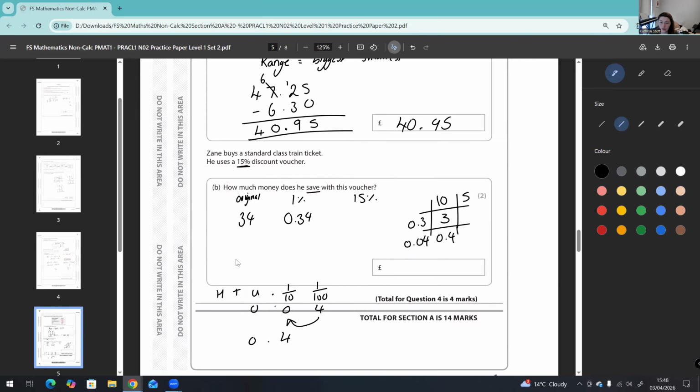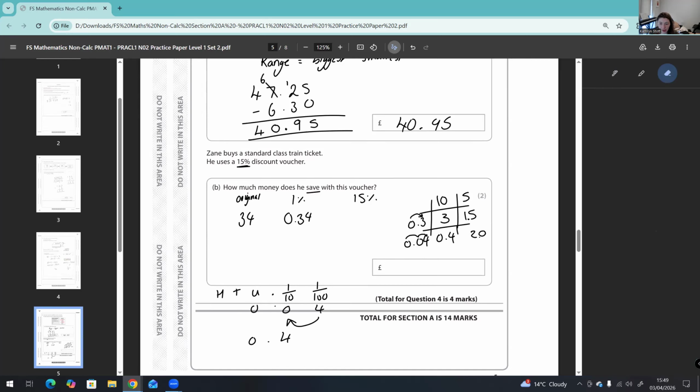Okay. So 0.3 times by 5. I'm going to say, well, what's 3 times 5? 3 times 5 is 15. There's 15. We've done 1 jump back, so I'm going to put 1 jump back and put decimal in here to make it 1.5. Okay, what is 4 times 5? 4 times 5 is 20. Because we've done 2 jumps back, 2 jumps back is going to make it into 0.2, like this.